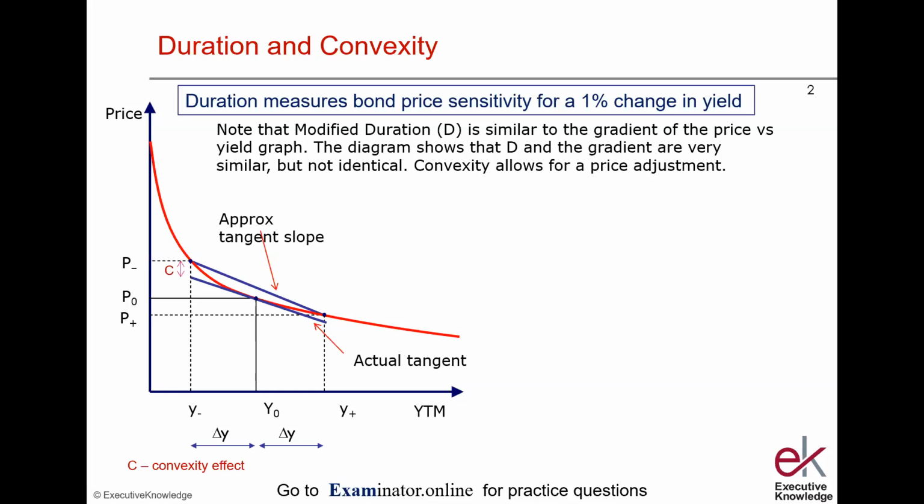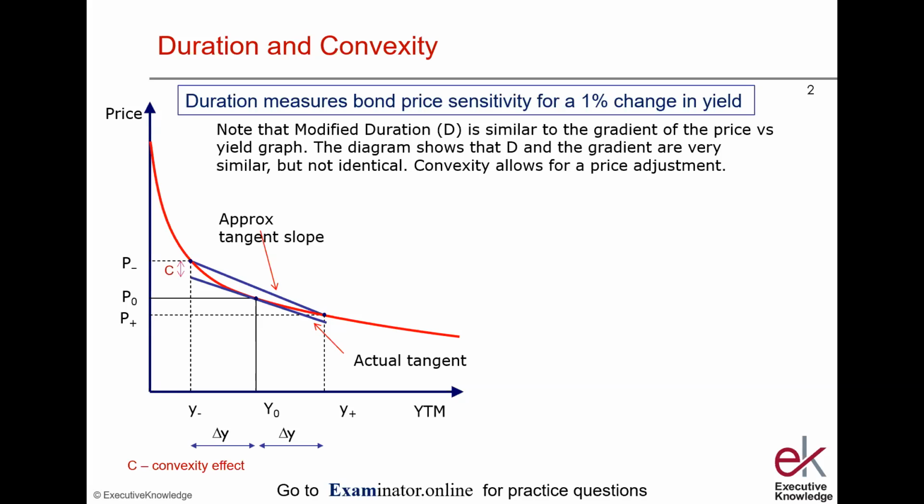Convexity allows for a price adjustment. Really, what does that mean? If we look at the tangent to the curve at the point where the yield currently is, if we move down to y minus, the yield falls to y minus, the bond price will go up to P minus, but the tangent to the curve only takes us to below P minus. So that's why we say it's approximate. And to adjust to get to the actual price that the bond will move to, we add a convexity factor. That's where convexity comes in.